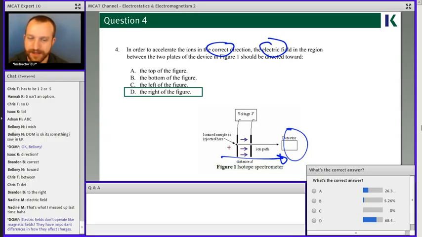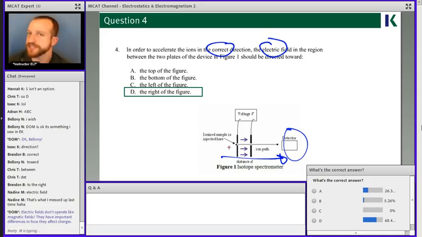Now, if you answered one of the other ones, you might have accidentally been doing the right-hand rule stuff. Right-hand rule is for moving charges in a magnetic field. But let me ask you this as a bonus question. Bonus question.